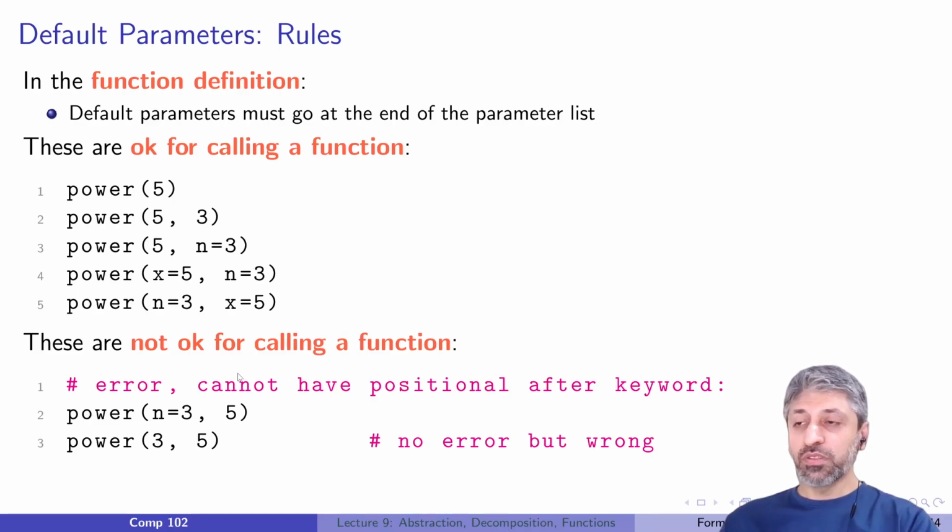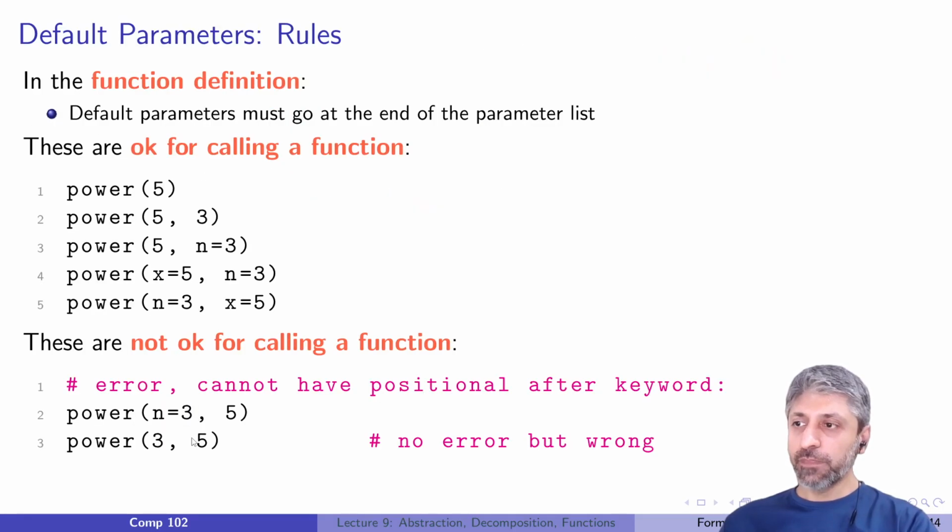But what is not okay is this: the problem with line number 2 here is that the default value is not in one of the last positions in the list of parameters. So you cannot have that. Whenever you're specifying a default value in the function, it has to be one of the last ones.